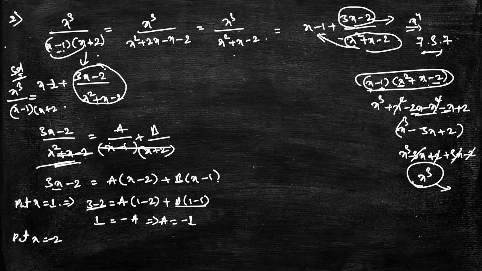So it will become 3 into minus 2, which is minus 6 minus 2, is equal to a into minus 2 plus b into... Hello students, sorry students, here this is x plus 2, I forgot. So it will become 3, so b is equal to 1 by 3 will come. Sorry students, please concentrate on this one, I made a mistake here.